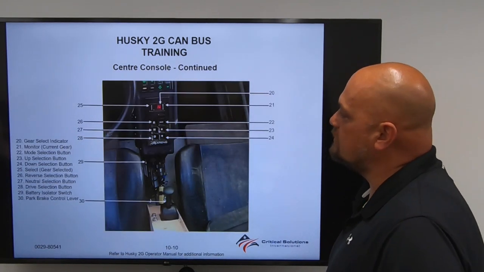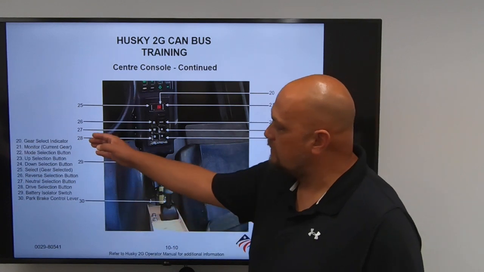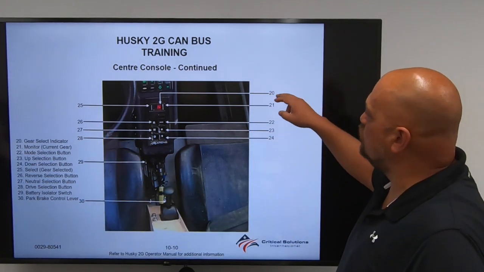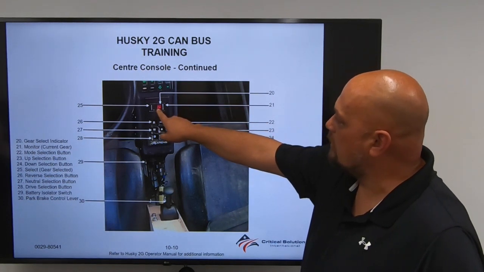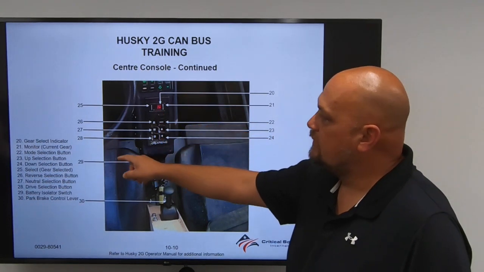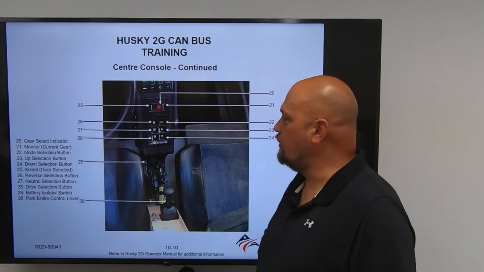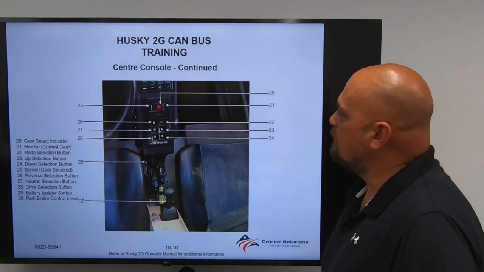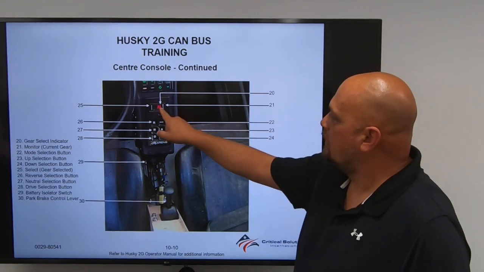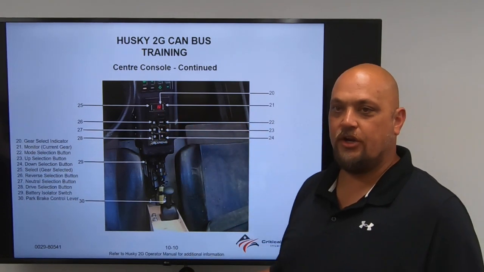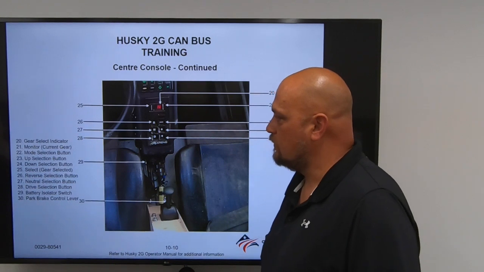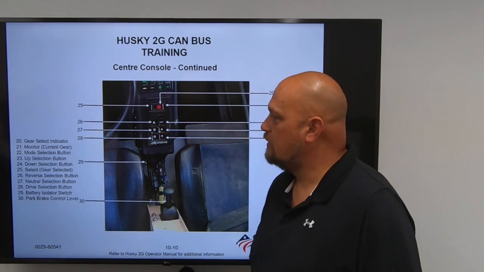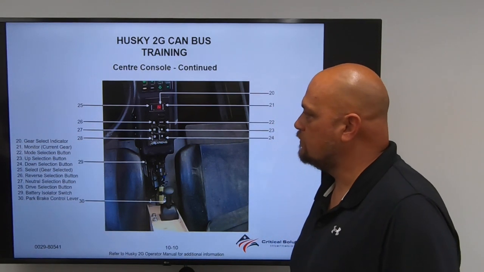Moving down the center console, we have items 20 through 30. Starting here, item number 20, located right here as the red N, that is your gear select indicator on your transmission gear selector pad. Item number 21, monitor, that is the current gear that your vehicle is in. Item 22, mode, that is your mode selection button.